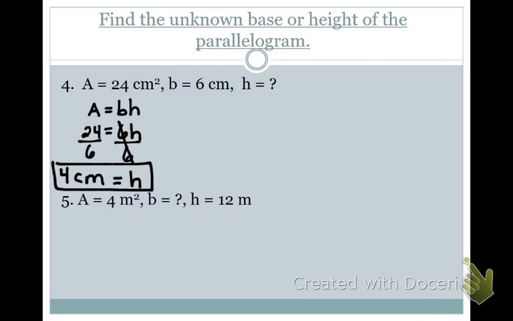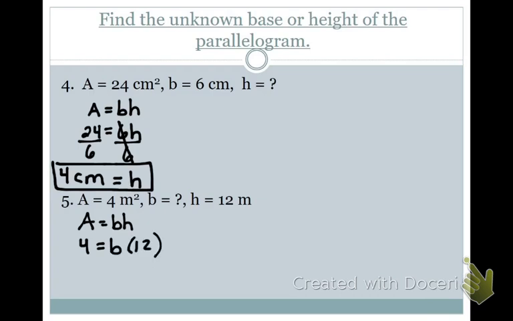All right, let's try this out together. The area is going to be 4 meters squared. We're looking for the base, and we know the height is 12 meters. So what formula do I start off with? Area equals base times height, and just start plugging those numbers in. I know my area is going to be 4 meters squared. I don't know the base, but I do know that my height is 12.